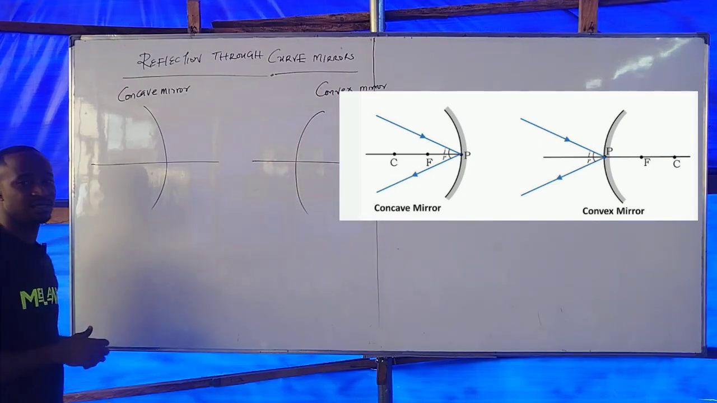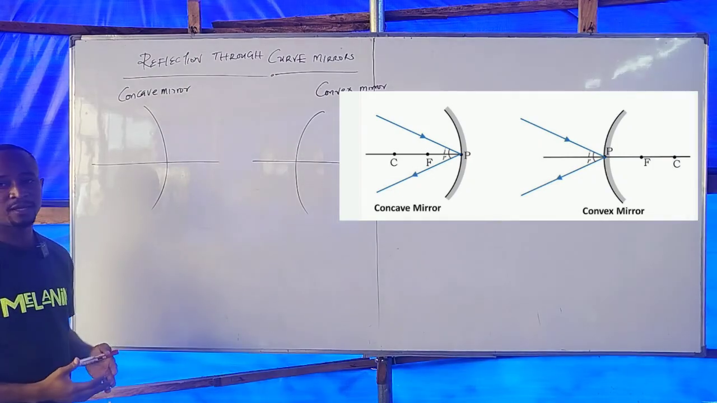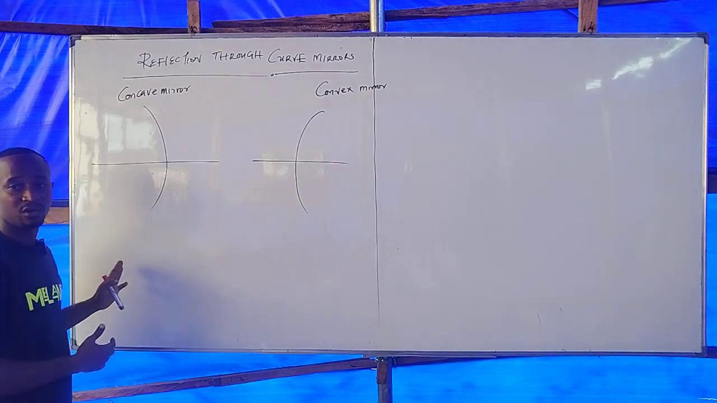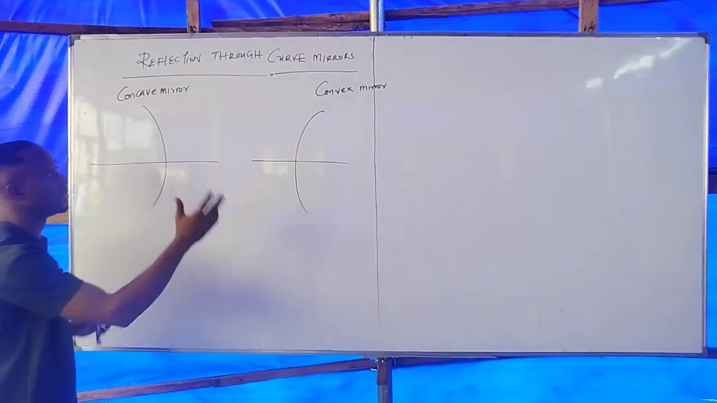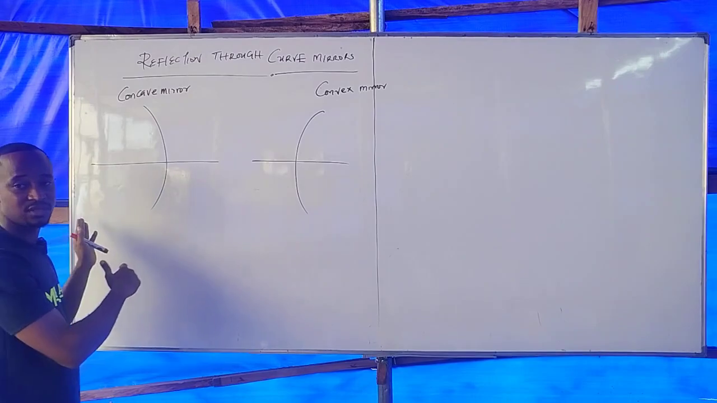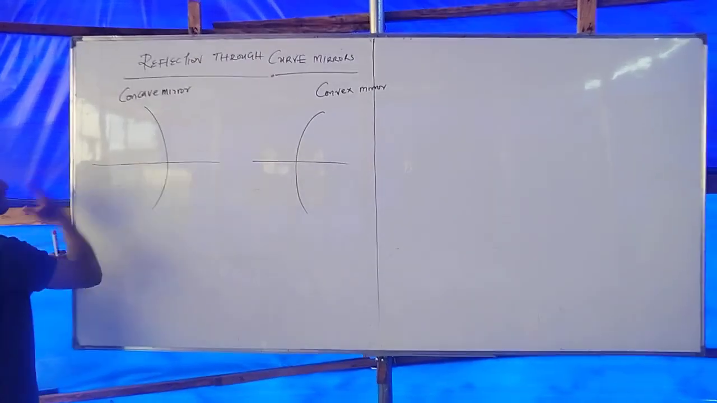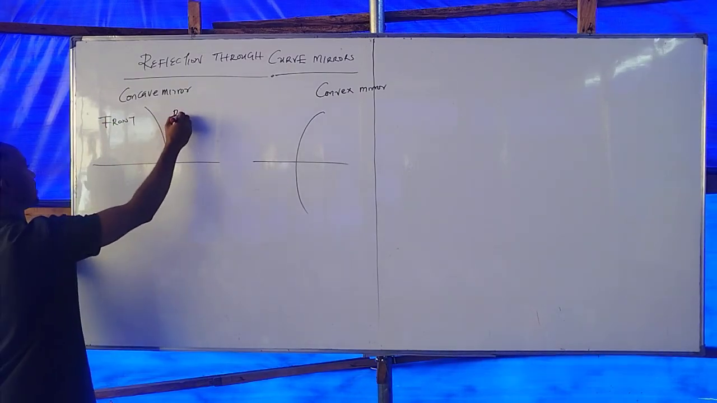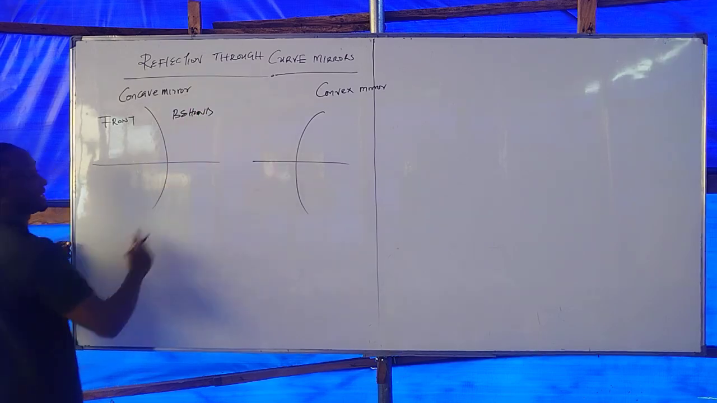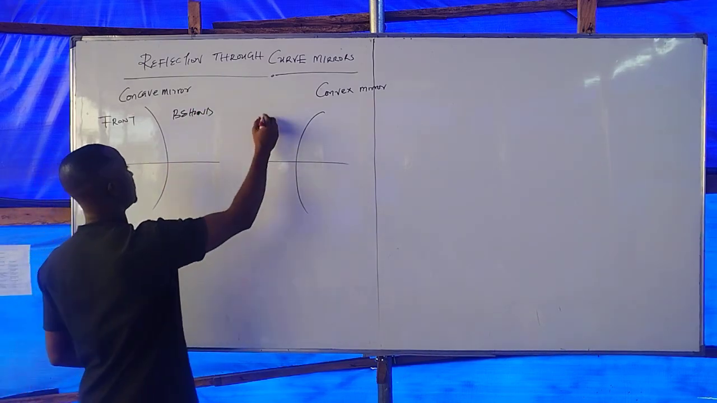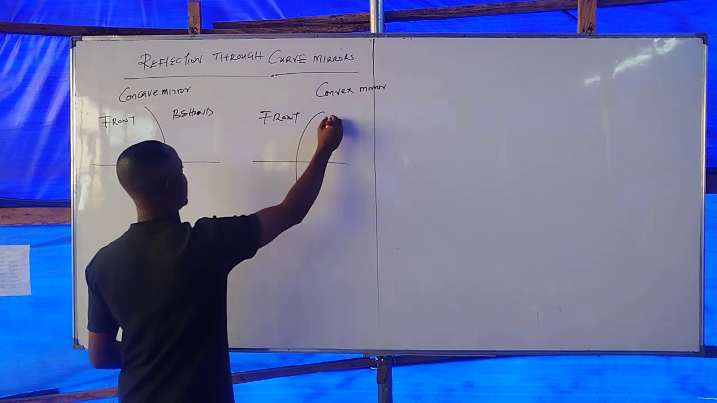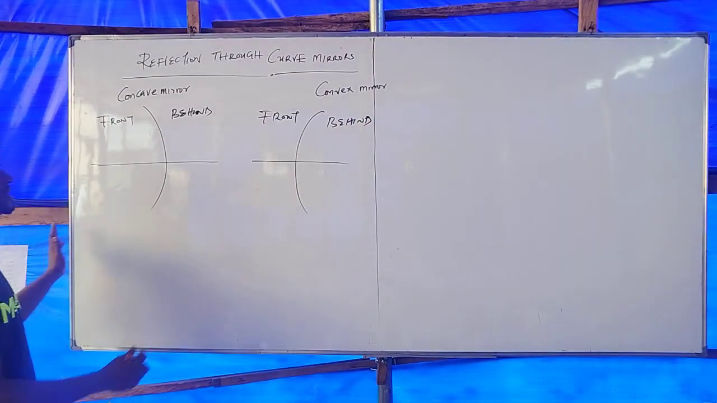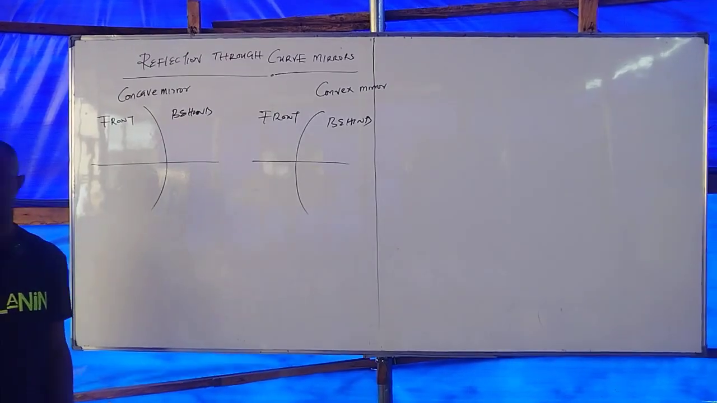Concave and convex mirrors have what we call the front and behind. The front of the mirror is always on the left hand side, while the behind is on the right hand side. So both concave and convex have a front and a behind. This is the left hand side, so this is called the front of the mirror. This is called the behind, like the back of the mirror. For this one, what will it be? Front. What will it be? Behind. Do you get the concept? The left side is called the front, the right is called the behind. Is it making sense?